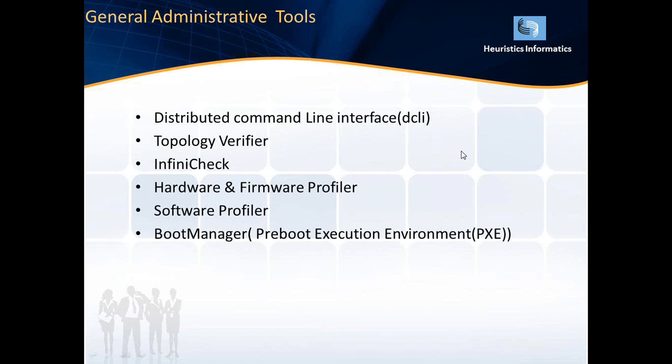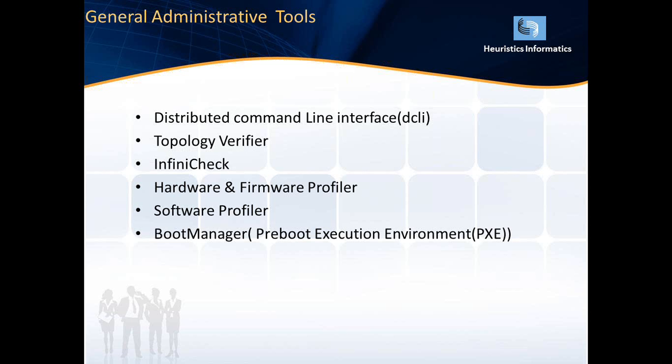So these are the tools that are available from Oracle for Elastic Cloud: Topology Verifier, InfiniCheck, Hardware and Firmware Profiler, Software Profiler, Boot Manager. Let's start with the Topology Verifier. This is a command line utility used to check whether the InfiniBand has been established and configured in the proper fashion or not. If it is not configured properly, it will throw an alert that these particular configurations have not been configured.